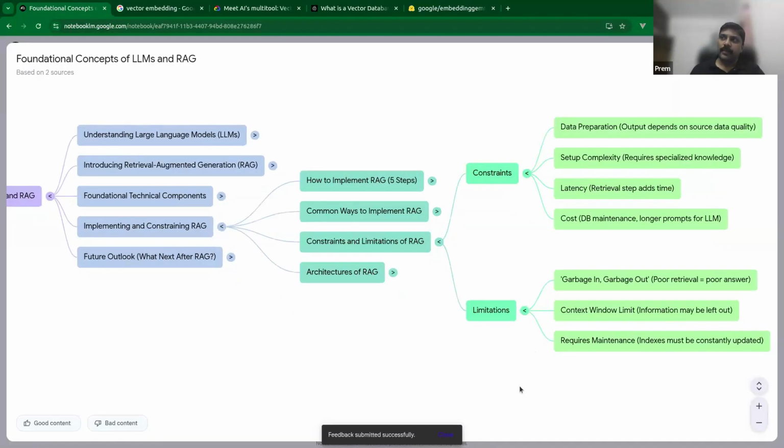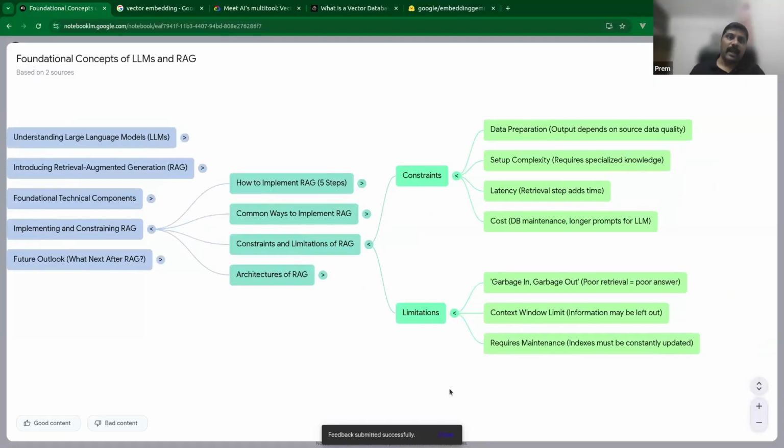And still, there are some constraints and limitations with RAG. RAG is not the only solution to all the problems, right? There are many other things apart from RAG which you may need for specialized use cases. Some of the constraints here are preparing the data. Output depends on the source data quality. So you have to decide how you are going to chunk and how your data can be kept. In many cases, overlapping will be needed.